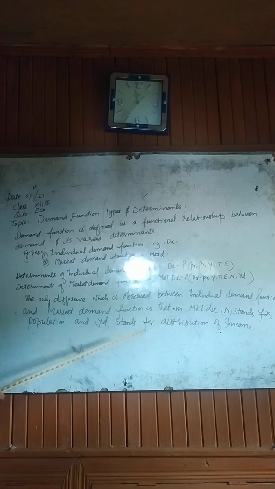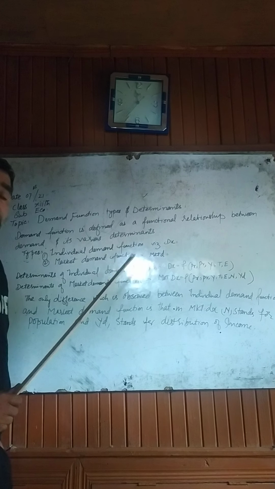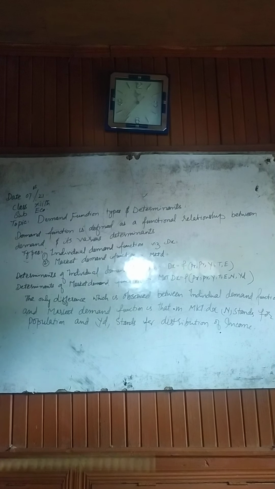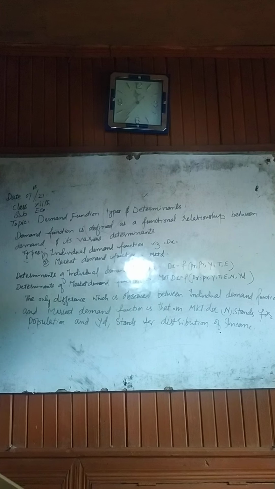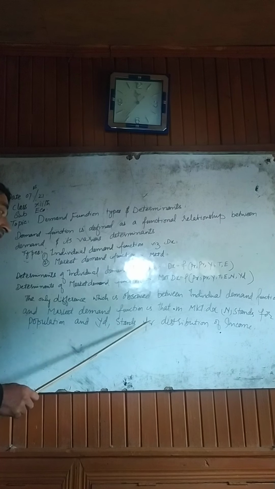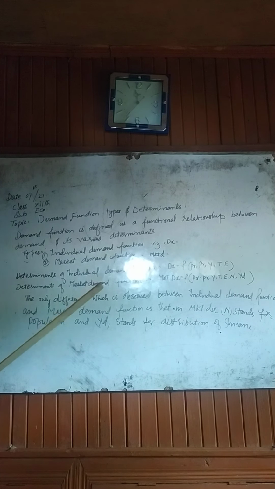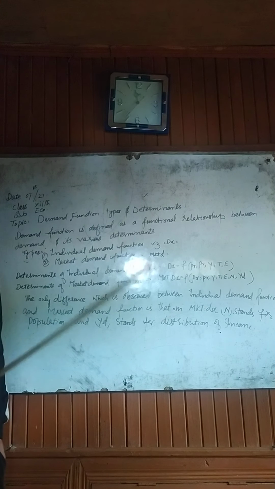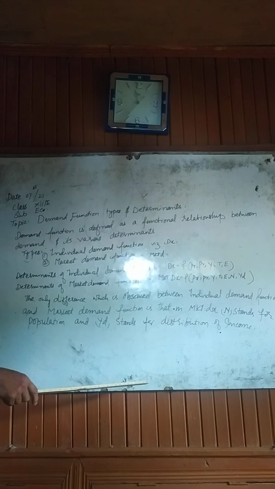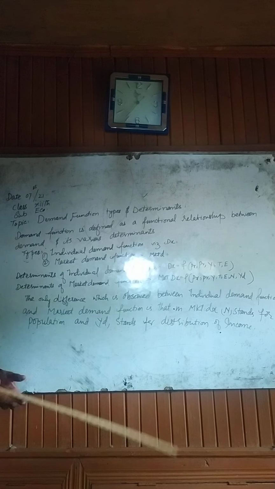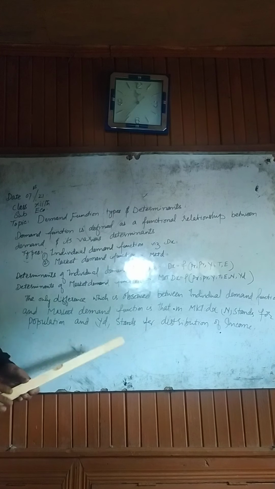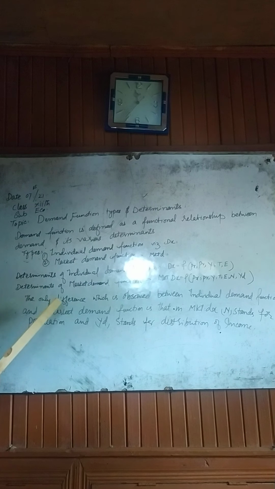And similarly, income distribution. If income is equally distributed among the buyers, among the people, consequently the sale of the goods will be of marginal level or of optimum level. And if income is not equally distributed, if there is an unequal distribution, consequently the poorer people will not be in a position to purchase because they have low purchasing capacity. So these factors reflect the market demand function and individual demand function.